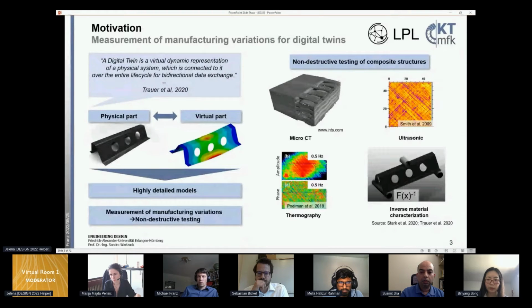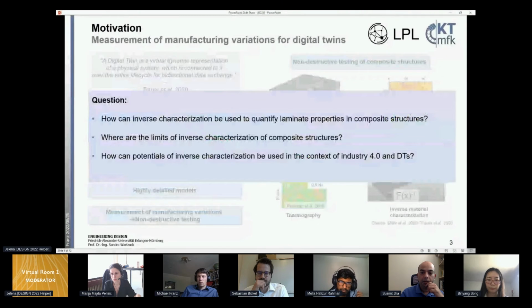This is, for example, used to calculate Young's modulus from measured eigenmodes. Our research questions raised in our contribution are: how can inverse characterization be used to quantify laminate properties in composite structures? Where are the limits of inverse characterization of composite structures? And how can potentials of inverse characterization be used in the context of Industry 4.0 and digital twins?